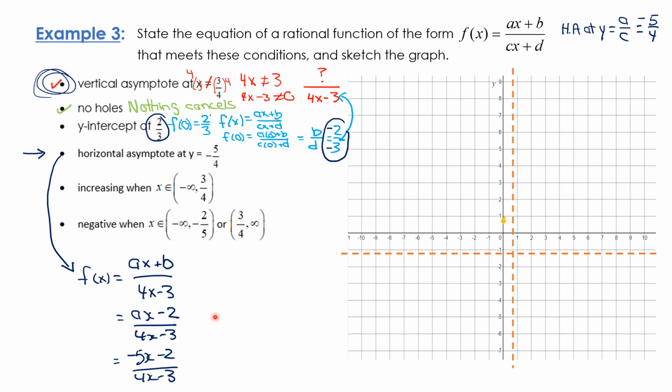If we look at our equation, what is the x-intercept going to be? So the x-intercept comes from the numerator. So I'm going to solve my numerator. -5x minus 2 equals 0. That's -5x equals 2. x equals -2/5. There's my x-intercept. So let's put that on. That's going to give us another clue as well. -2/5, that's pretty small. Right about there.